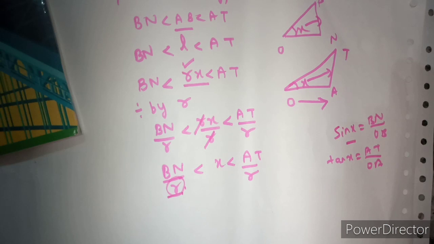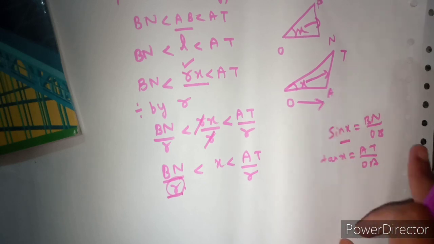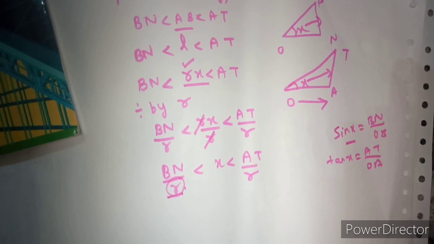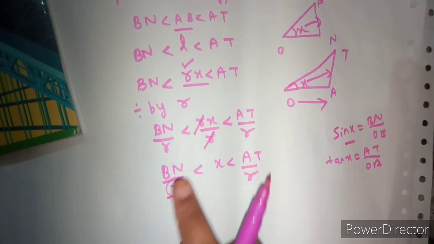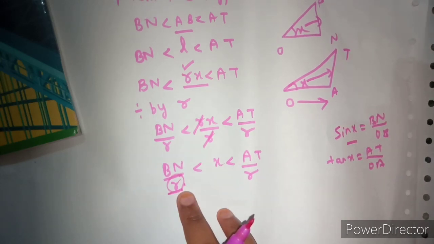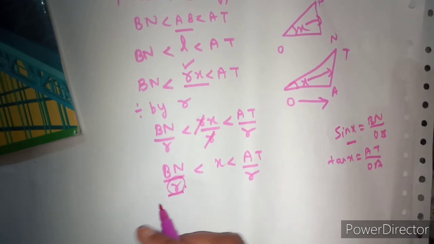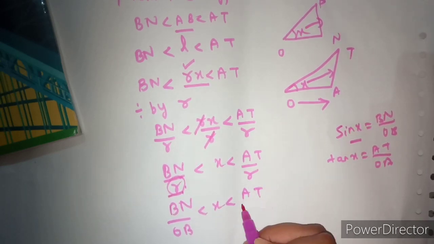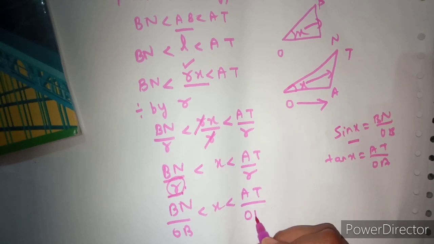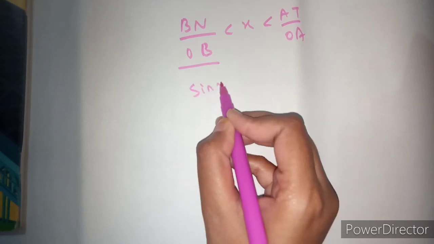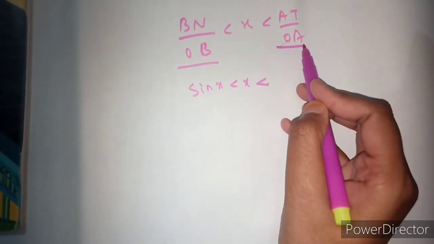In the statement they have mentioned to prove geometrically. By using the figure we have to prove. According to the figure we have BN by OB as sin x, but we don't have any information regarding BN by OA. So what do we have to take here? We have to take R as OB. So BN by OB less than x less than AD by, here we will take R as OA. So we have BN by OB as sin x, less than x, and AD by OA as tan x.